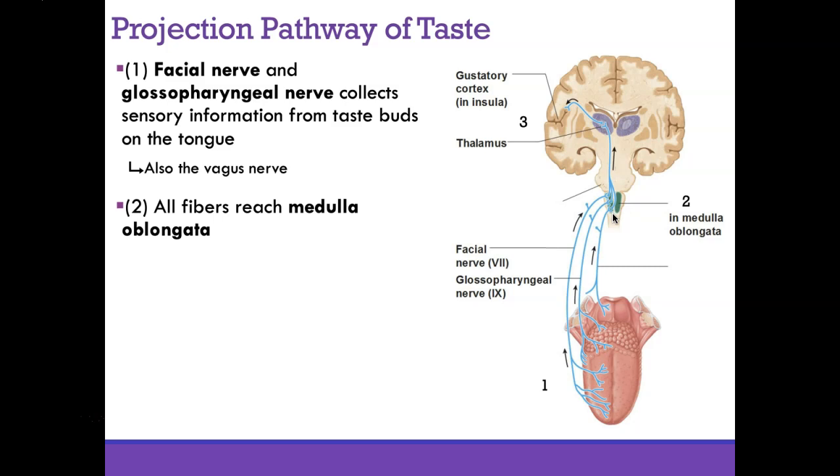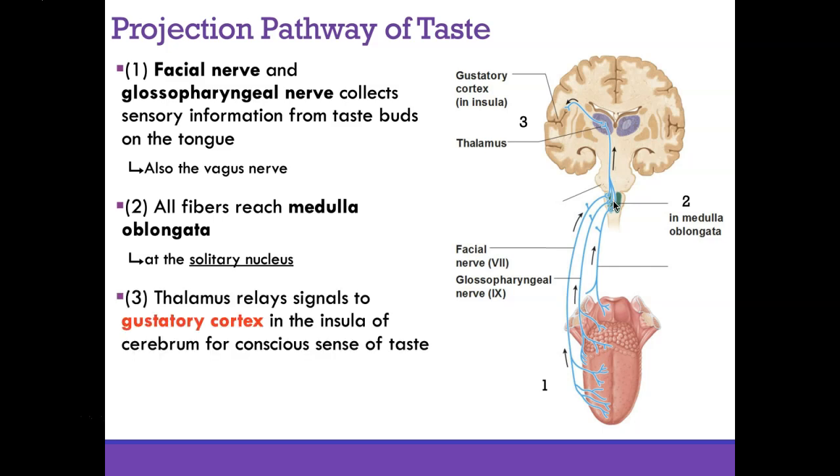So all fibers reach the medulla from the cranial nerves. Specifically, it's called the solitary nucleus. So all the taste fibers project to the medulla in the solitary nucleus. And this is where second-order neurons project to the thalamus. So this is the second-order neuron going from the solitary nucleus in the medulla to the thalamus.